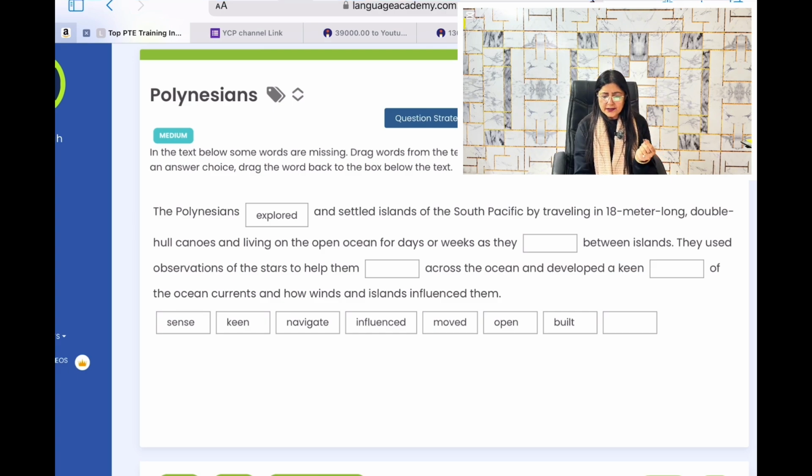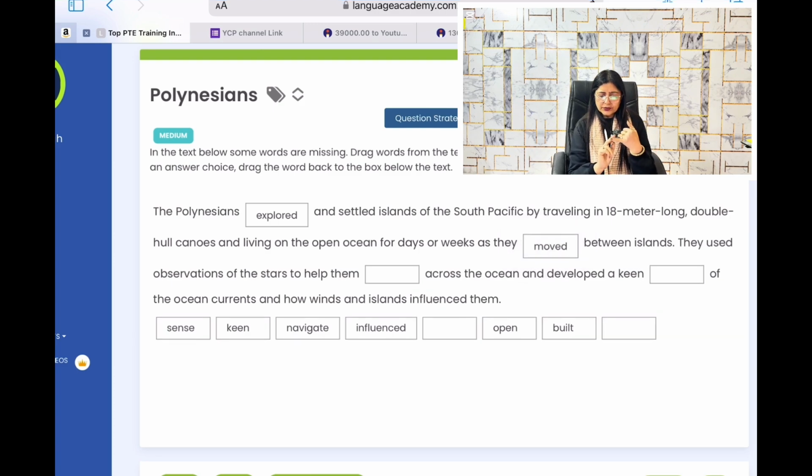They were doing this in double hull canoes. Canoes are kind of boats which are tapered at the ends, and living on the open ocean for days or weeks. Okay, as they dash between islands. So what they were doing between islands? Obviously, they were doing something between islands. Again, V2 would be there. So as they moved between islands, this is quite collocated over here.